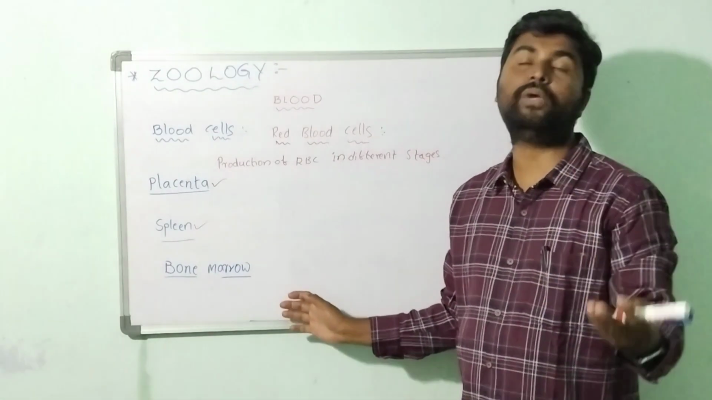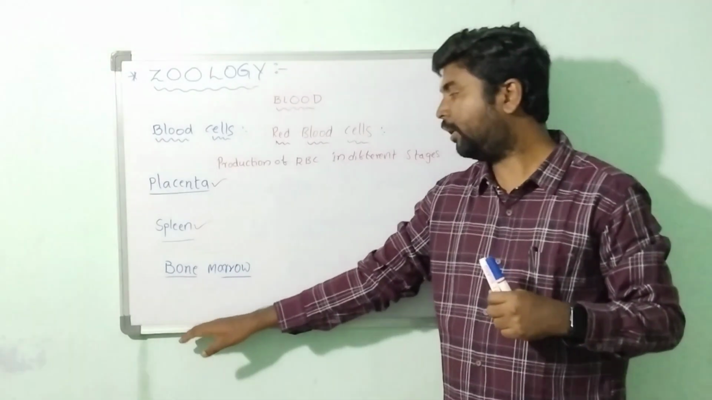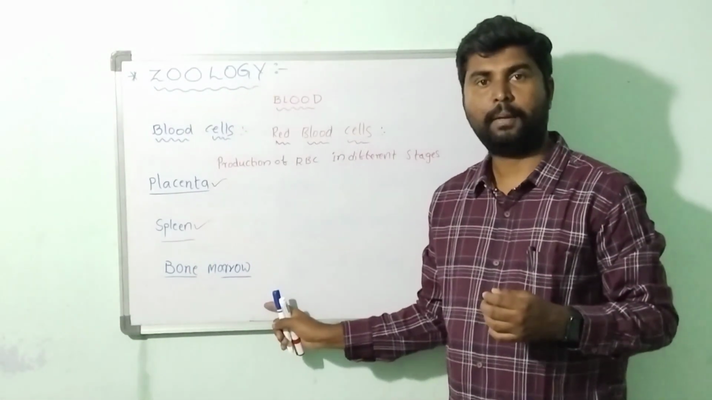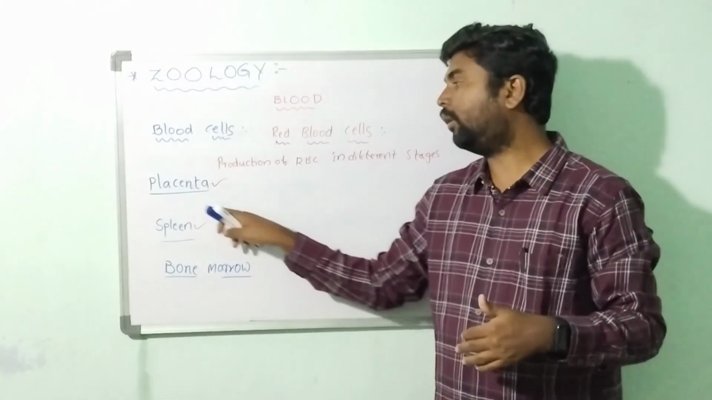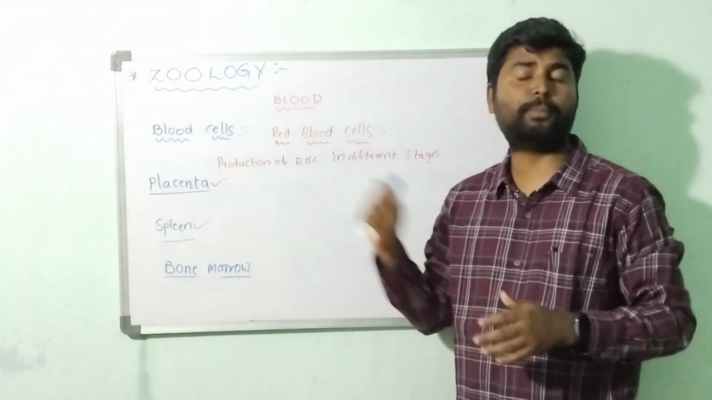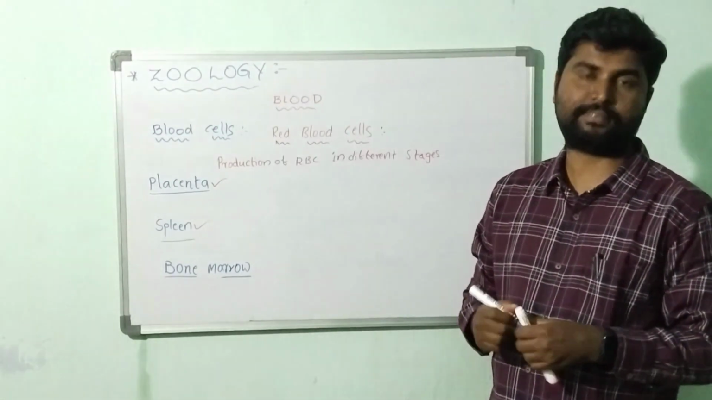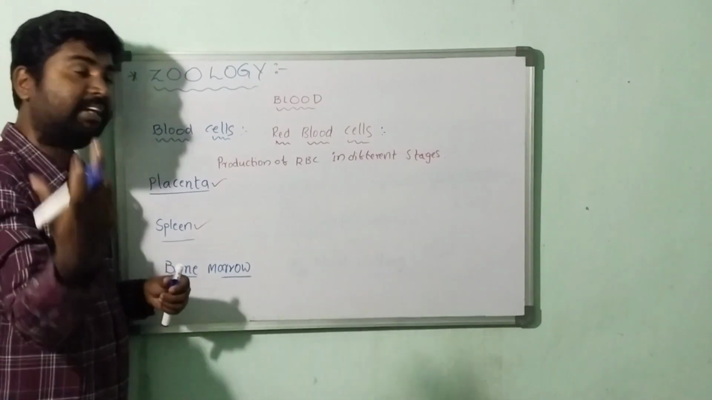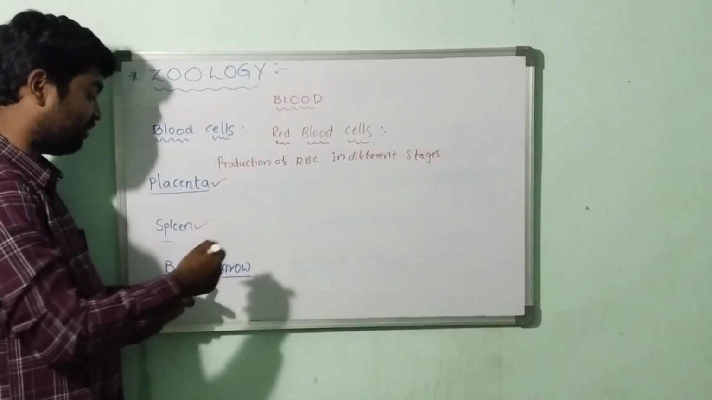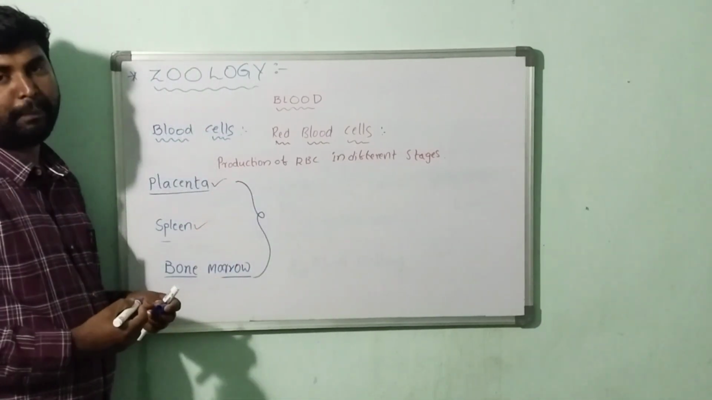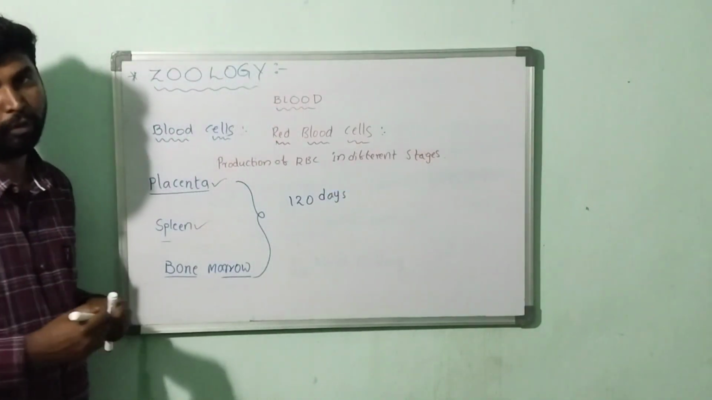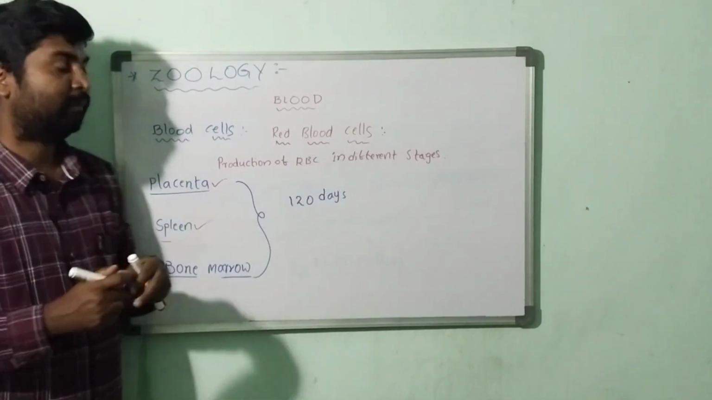Most of the students know only one thing: the production of RBC means bone marrow. Bone marrow is right, but only when we are in the adult stage. Before that, in childhood, the spleen does that function, and in the mother's womb, the placenta produces the RBC. So we have three stages: placenta, spleen, and bone marrow. But after 120 days, nearly 4 months, the red blood cells will go and die in the spleen.